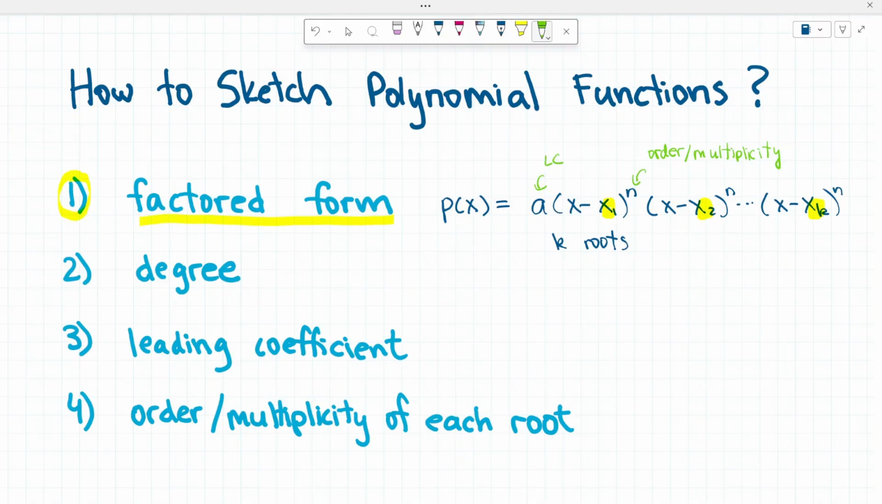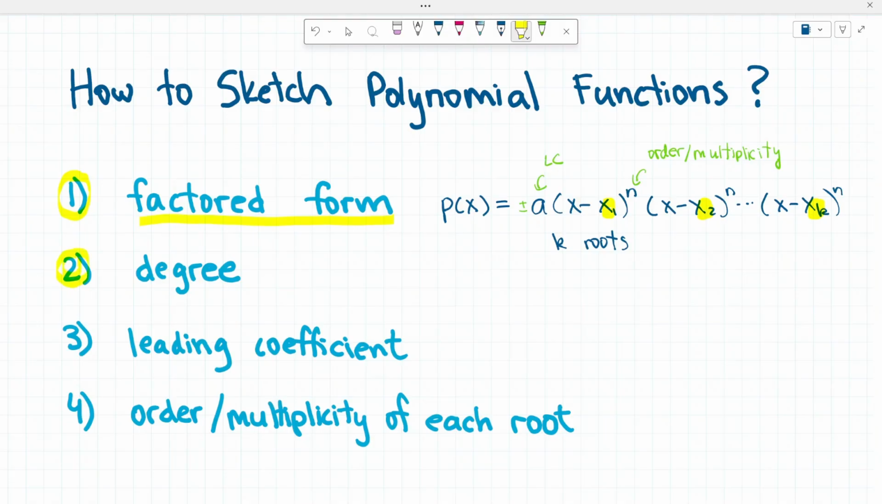And then you also have your leading coefficient over here. And then you have the sign. So you have to determine whether your leading coefficient is positive or negative. So this is everything you have here in the factored form. And that kind of ties into the other points here. So you have to put into factored form.